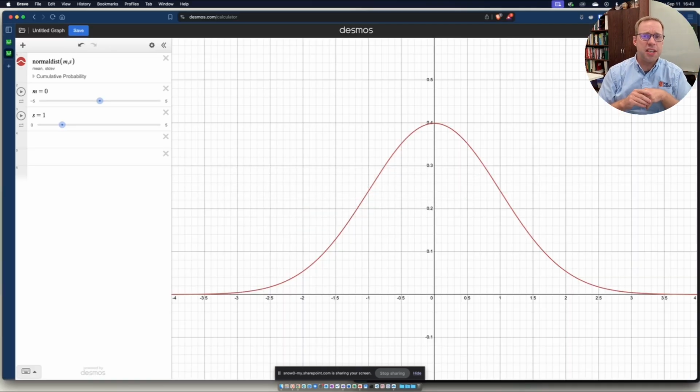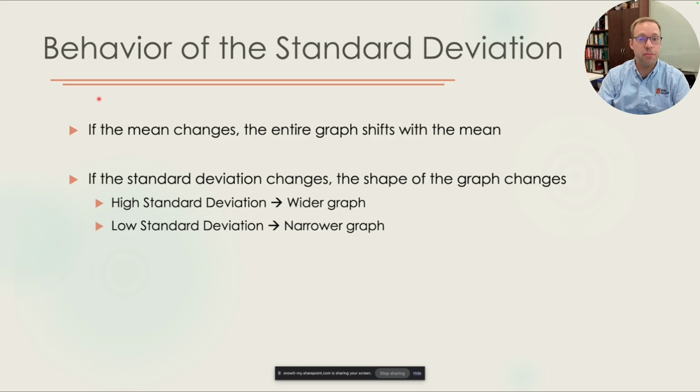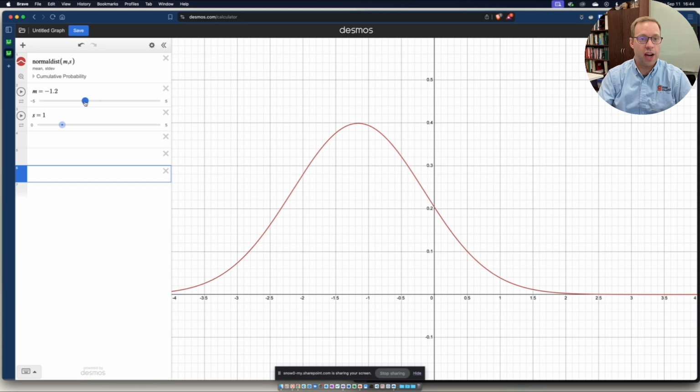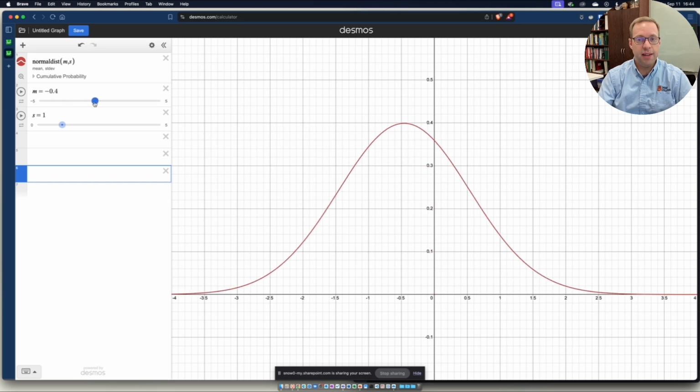I have just a simple normal distribution, and currently the mean is set to 0 and the standard deviation is set to 1. We call this a standard normal distribution. Standard means mean of 0, standard deviation of 1. And that comes into play when we talk about the z-score, which is our next video. Okay, so I said that if the mean changes, then the entire graph shifts with the mean. So if I decrease the mean, the graph shifts with the mean, okay?